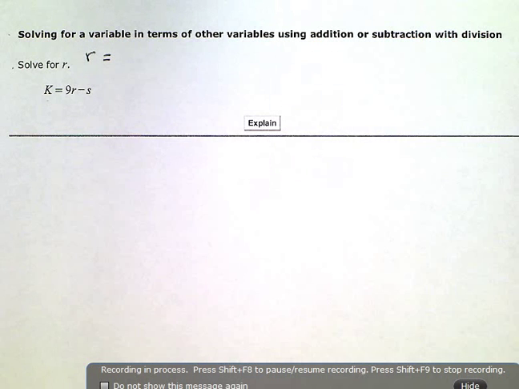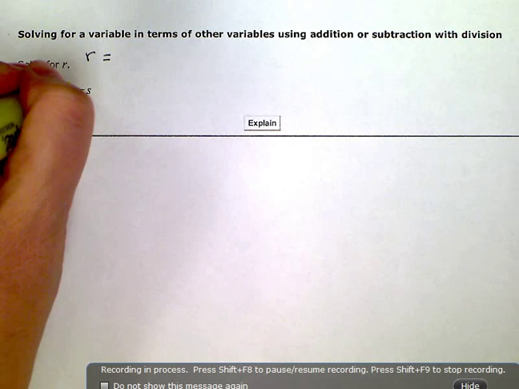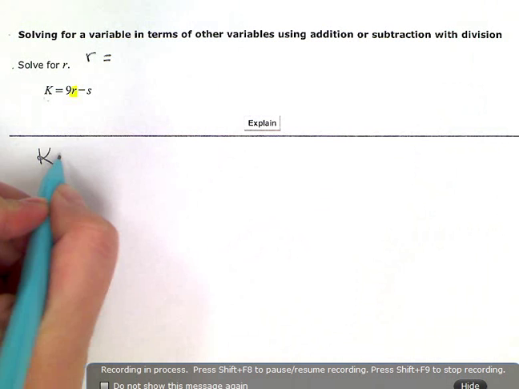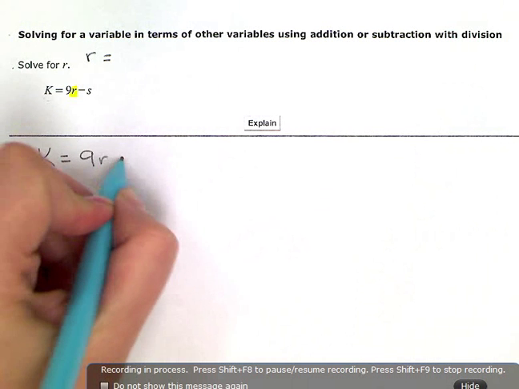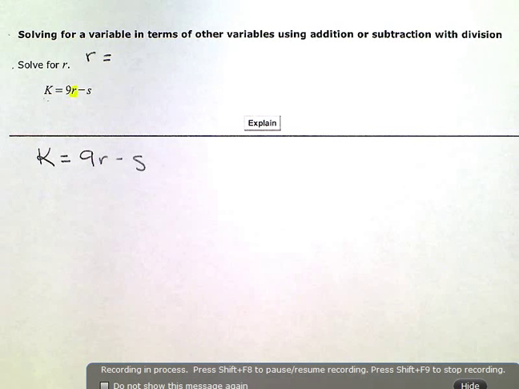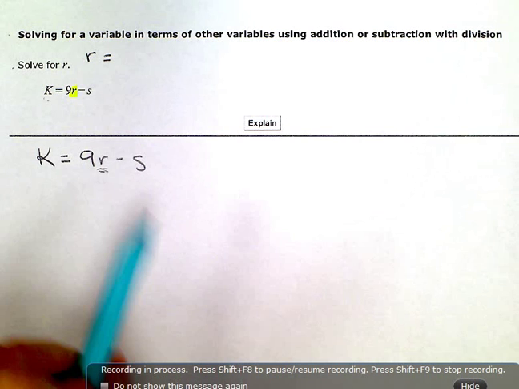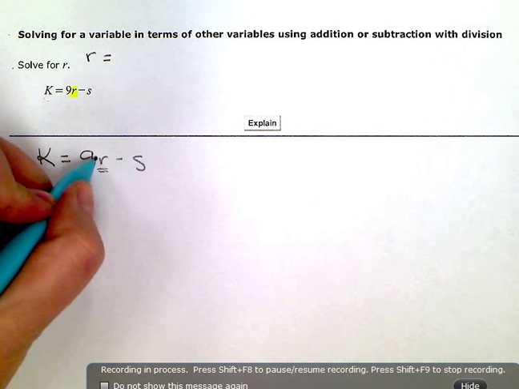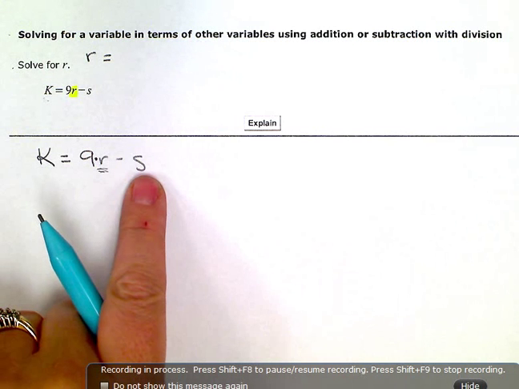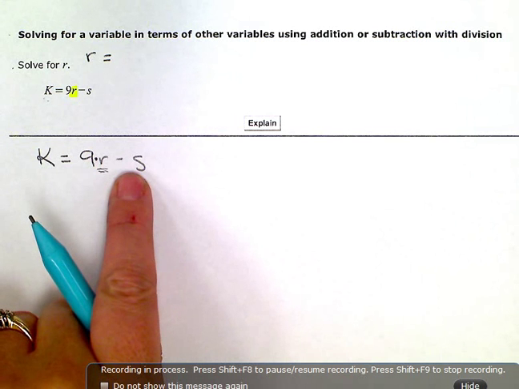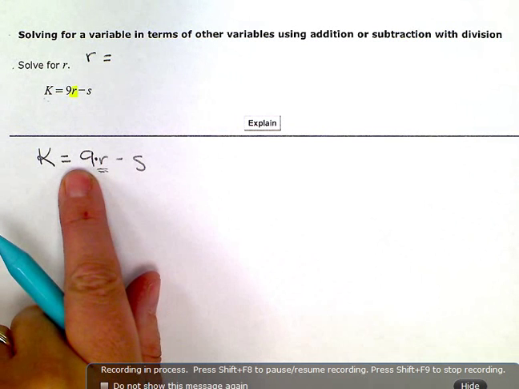So I need to rearrange this equation so that the r is by itself on one side of the equals and everything else is on the other side. So if I look at this, we'll start with k equals 9r minus s. I'm just writing down the equation there. I need to get the r by itself. So I have two things happening over here. I'm multiplying by 9 right there, and I'm subtracting an s. So I'm going to have to do two steps of algebra here. One to get rid of this subtract s, or zero that out, and one to undo my times by 9.